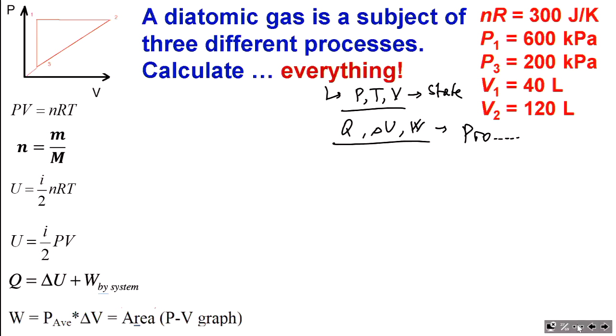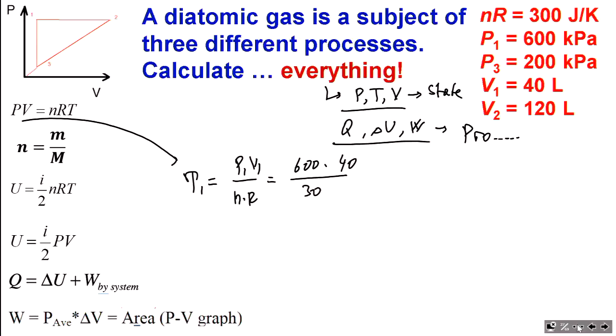So we know P1, V1, we can calculate T1, for example. If we want to calculate T1, we should use the ideal gas law. It should be equal to P1 V1 over N times R. That's a very quick calculation: 600 kilopascals times 40 liters divided by 300, the number given to us. So that results in 80 Kelvin.